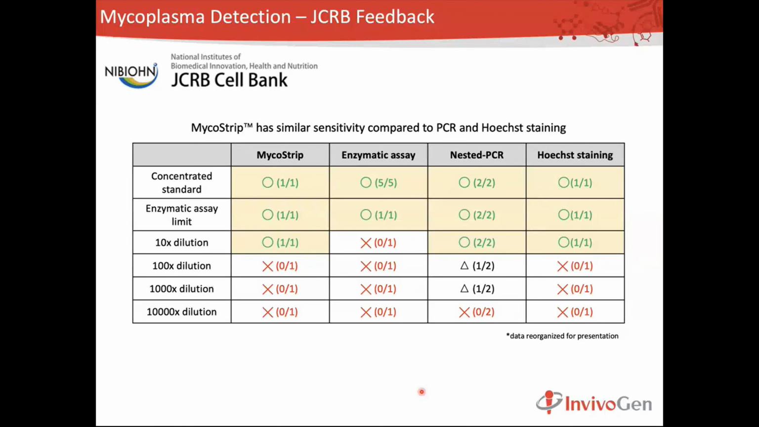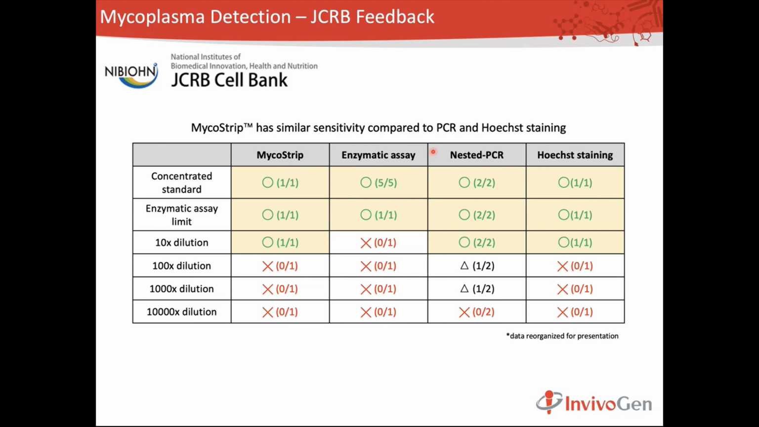And of course, they also did 1,000 and 10,000 dilution, but basically it's the same thing, no one can detect. So from the JCRB cell bank, they concluded that MycoStrip, our novel mycoplasma detection kit, has similar sensitivity compared to traditional PCR, which a lot of labs are using, and also Hoechst staining. They have similar sensitivity. Although it's much easier, we did not sacrifice the sensitivity.